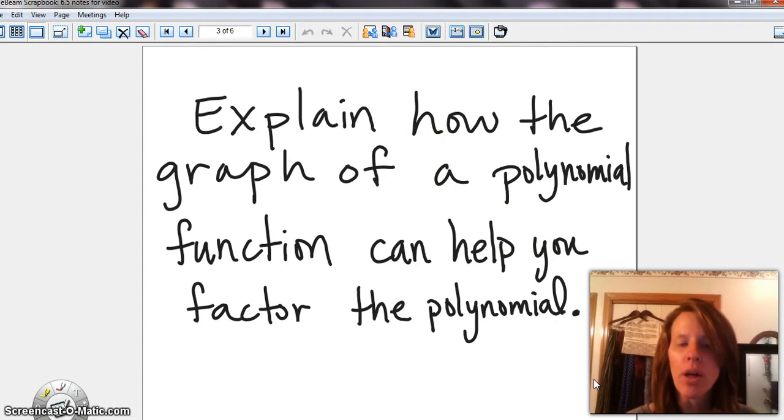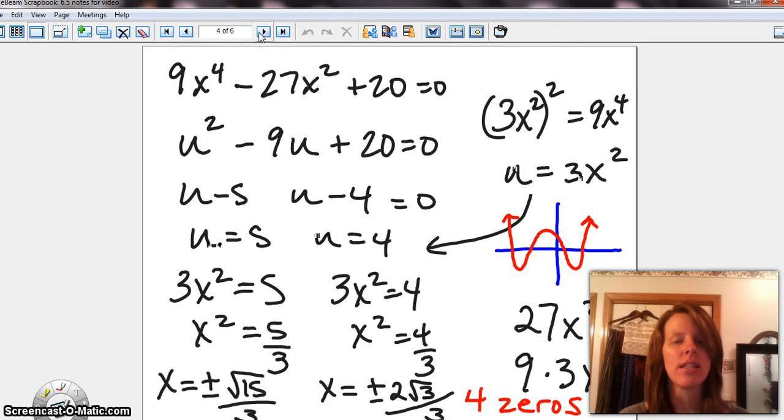Explain how the graph of a polynomial function will help you factor a polynomial. Let's see this one. If I have something to the 4th power, I know that I can possibly at most have 4 real zeros.